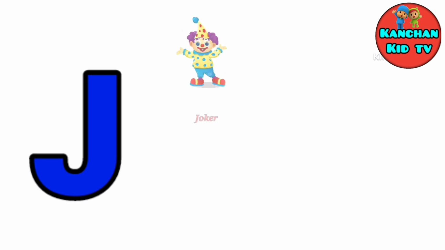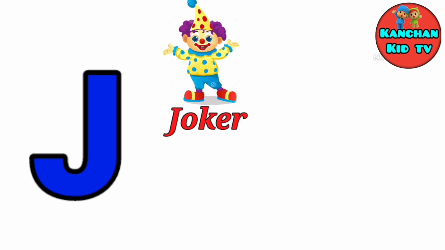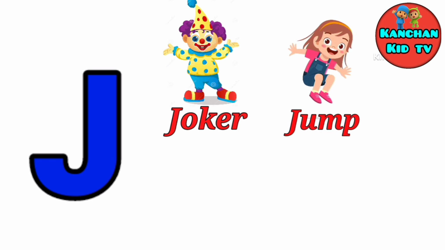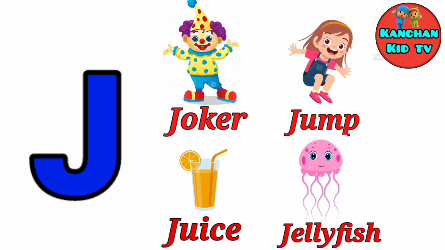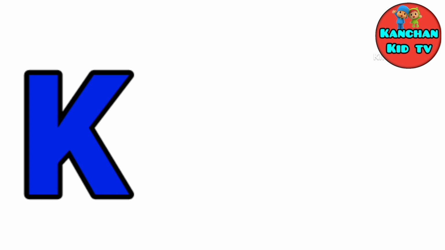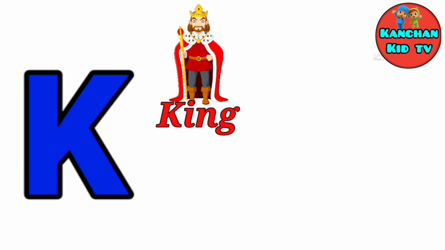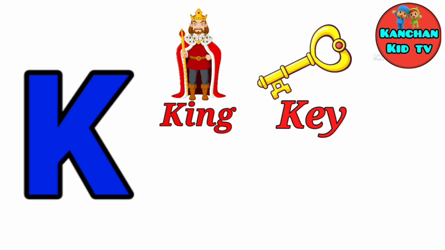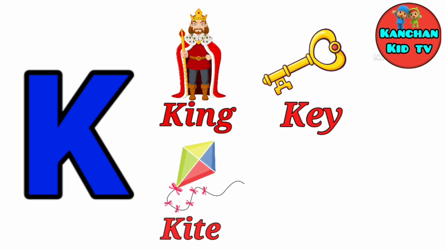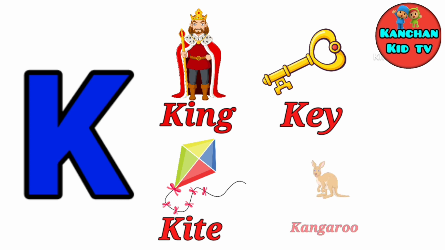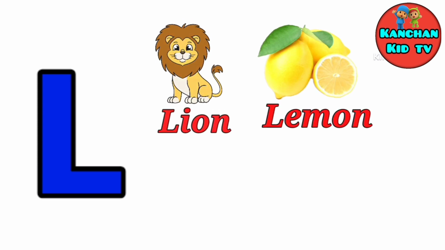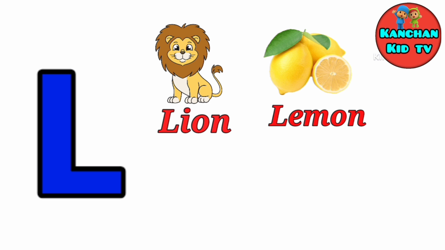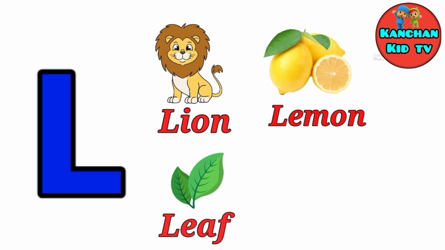J for joker, J for jump, J for juice, J for jellyfish. K for king, K for key, K for kite, K for kangaroo. L for lion, L for lemon, L for leaf, L for ladybug.